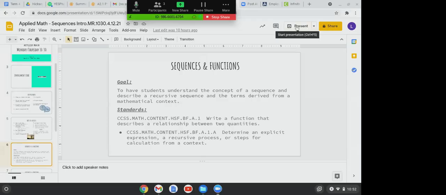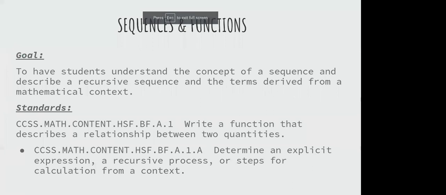Okay, so, all right, so again, that's our goal. Our goal is, again, for you to understand sequences and to describe a recursive sequence and the terms. So you are going to look at a list of numbers. You are going to decide how the sequence is moving, and then, using that same rule, derive some more terms along that sequence.